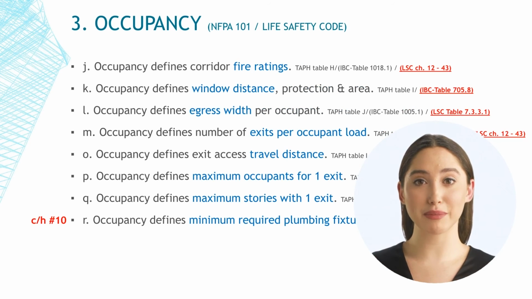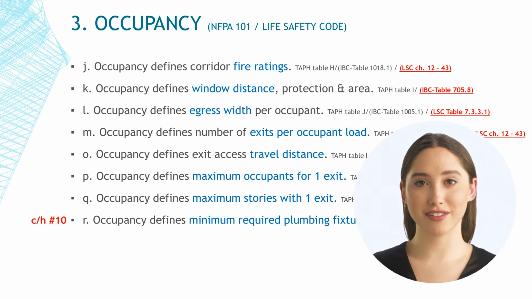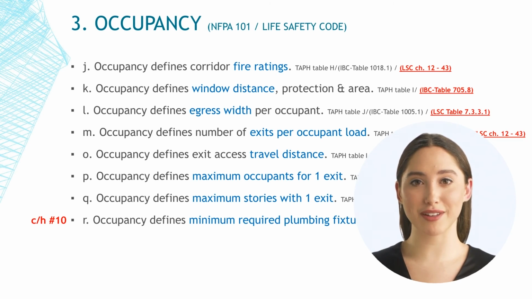3. Occupancy, NFPA 101/Life Safety Code. J. Occupancy defines corridor fire ratings. K. Occupancy defines window distance, protection, and area.